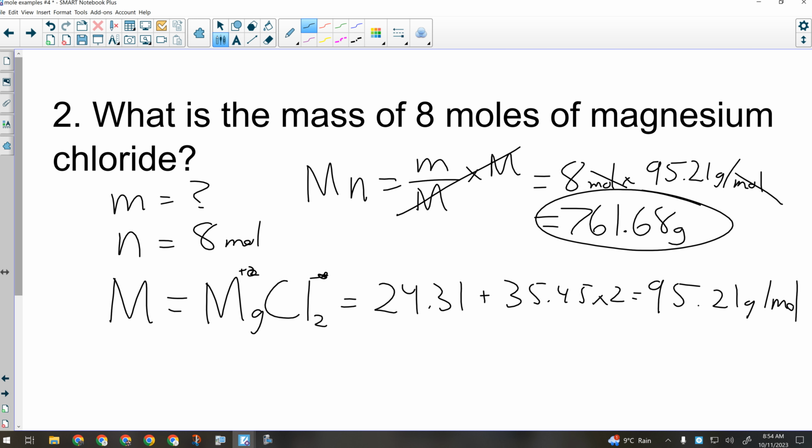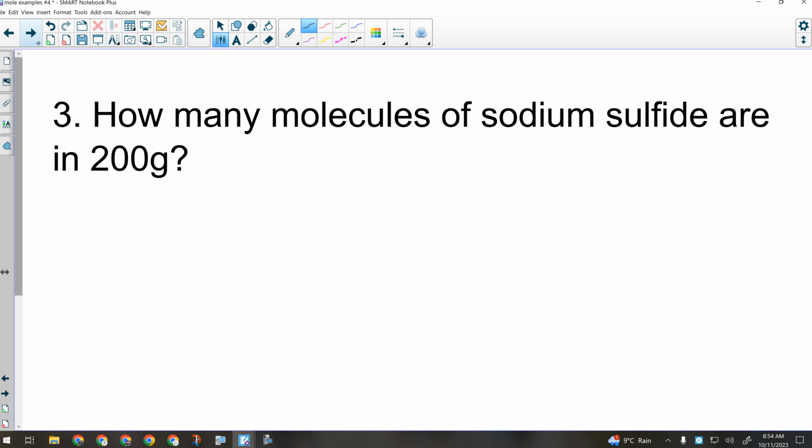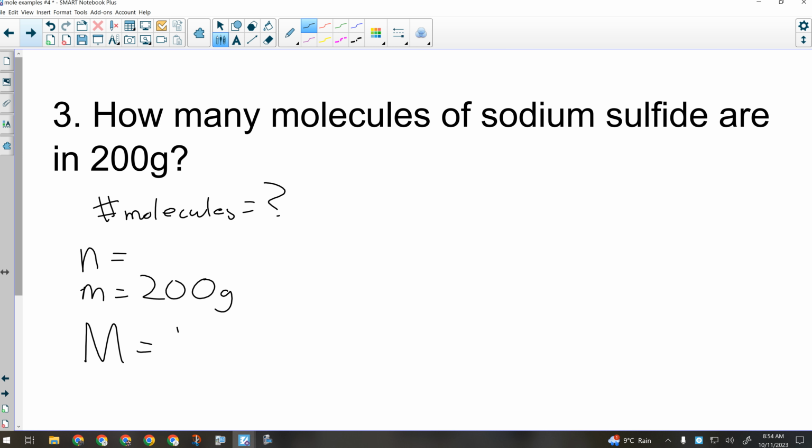How many people have done number 3? Okay, let's look at number 3. In number 3, it's asking about number of molecules. What am I going to have to include here? Avogadro's number. So we're looking for the number of molecules of sodium sulfide in 200 grams. Na with S. What do I have to do?